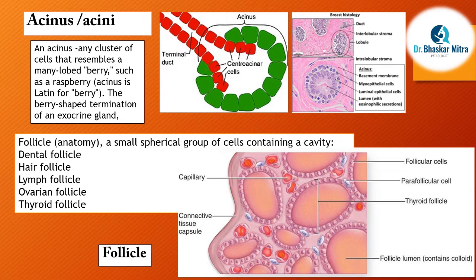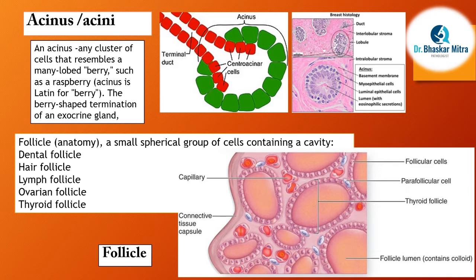Now comes a difficult question for every first year resident. What is acinus and what is follicle? In my first year, I always hedged on what is acinus and what is follicle. Why in prostate we say acinus, in the breast we say acinus, in thyroid we say follicles. So remember, first thing, acinus is a secretory unit. Okay, and it is an exocrine gland, so it delivers its secretion to a duct.